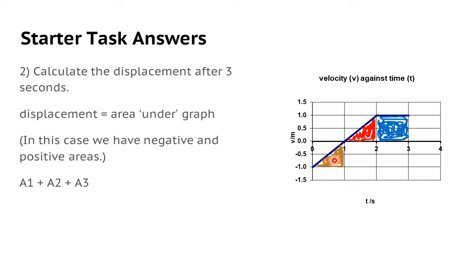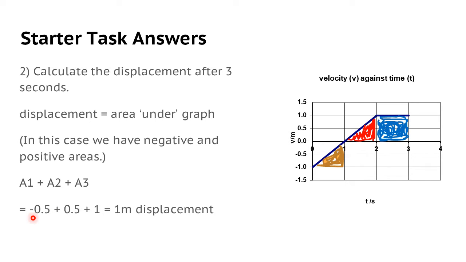Okay, these are our 3 areas. The kind of browny area here, area 1, is a negative area, and the red and the blue areas here are positive areas. Now I've split these up into 2 up here, the same as you would have done at National 5, just to make it a little bit easier to calculate.